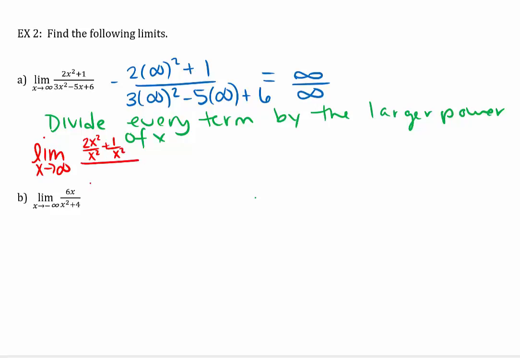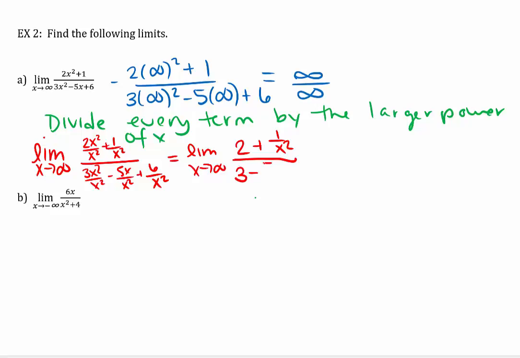So I divide both the 2x squared and the 1 by x squared. And then I divide everything in the denominator by x squared. And if I simplify this, in the numerator, I'm just left with a 2 plus 1 over x squared. And in the denominator, I have a 3 minus, and then one of the x's cancels out, so 5 over x, plus 6 over x squared.